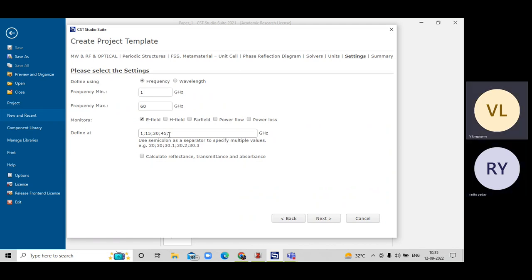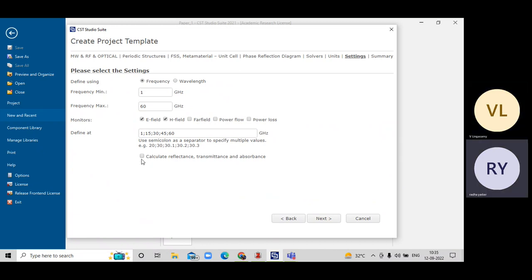H field also you can select so that you can check how the surface current is flowing. Yeah. So should I click on calculate? Yeah, okay, you can. Next.